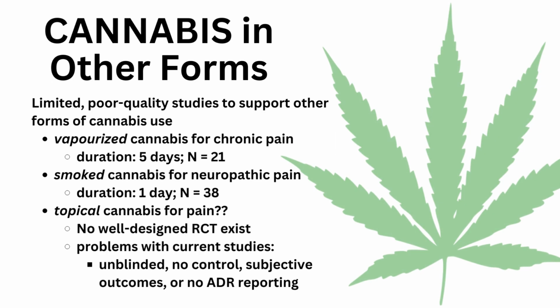Now, what about cannabis in other forms aside from the traditional medical cannabis we have in practice today? Unfortunately, we have limited poor quality studies to support other forms of cannabis use. Specifically, one study looked at vaporized cannabis for the treatment of chronic pain, and while it did show benefit, their duration was only 5 days, and their number of participants was only 21, which is quite a small number. Additionally, another study looked at smoked cannabis for neuropathic pain, and their duration was only 1 day. Although it did show benefit, their number of participants in the study was only 38. So again, some poor qualifiers here.